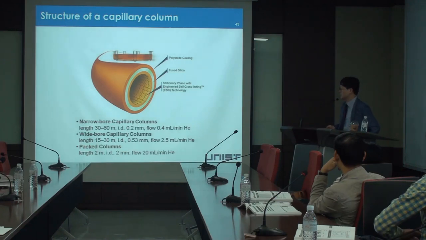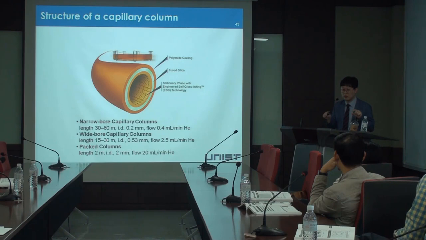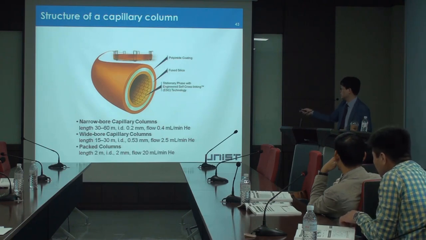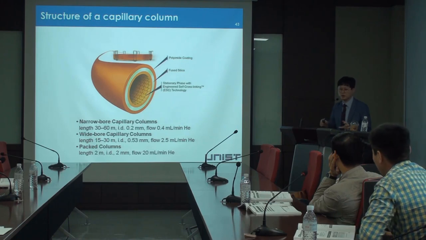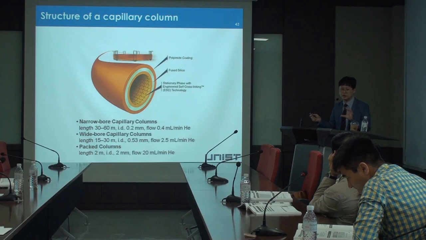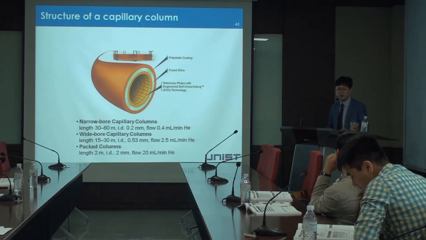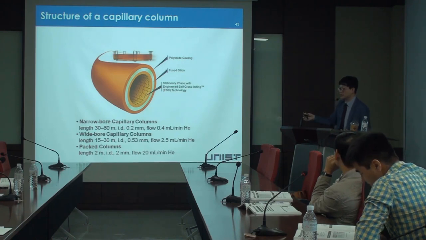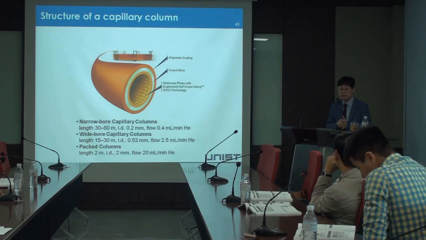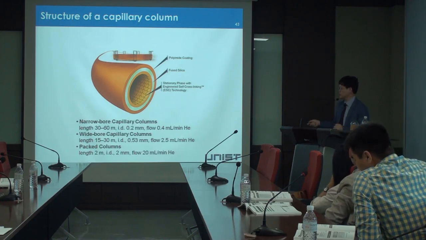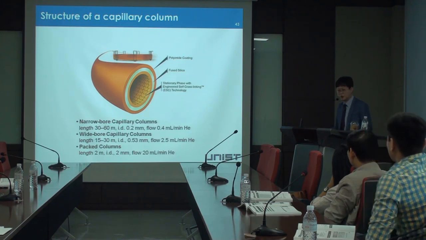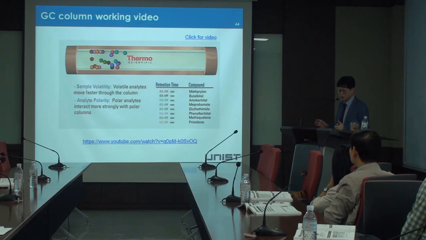Okay, this is the structure of a capillary column. A capillary has a very narrow wall and a long distance, 30 to 60 meters. Within this structure, there is a thin silica coating and also some silica-based polymers located on the surface. Our samples, generally organic compounds, have some affinity with the column coating materials. If the column material binds strongly with our target compound, then our chemical tends to be retained in the column. Okay. So this is the basic principle of chromatography.